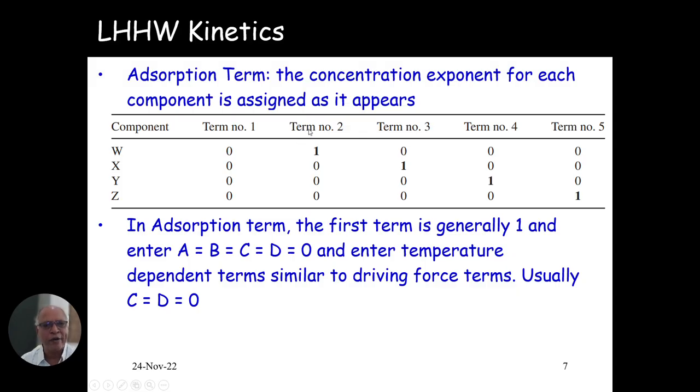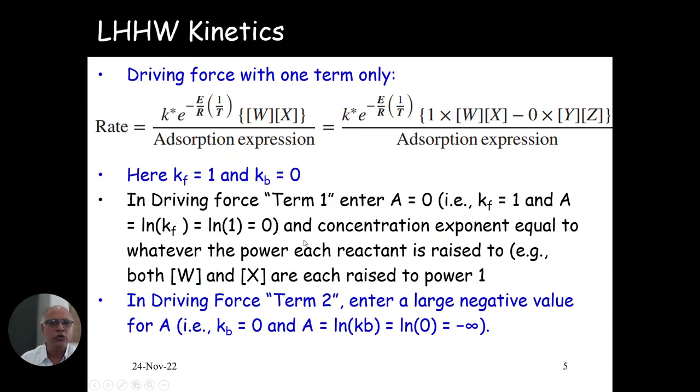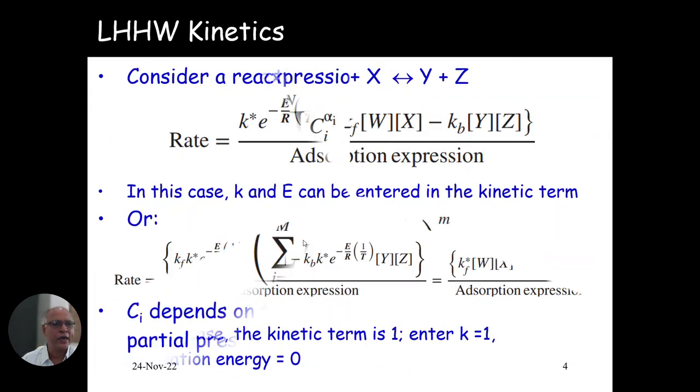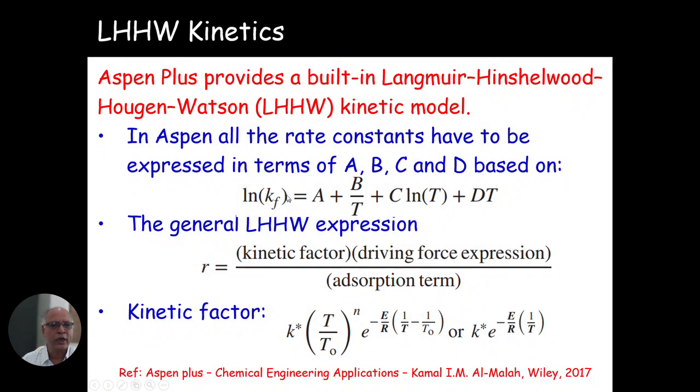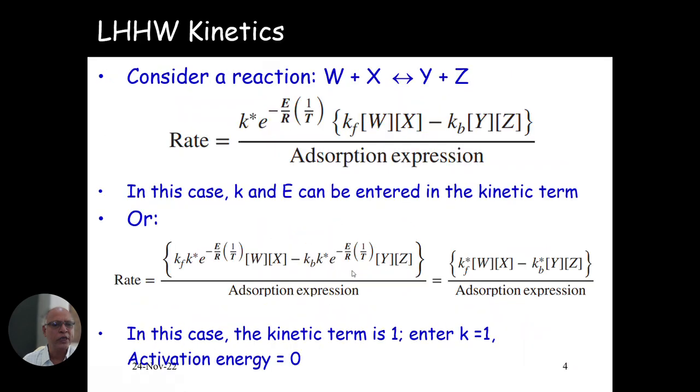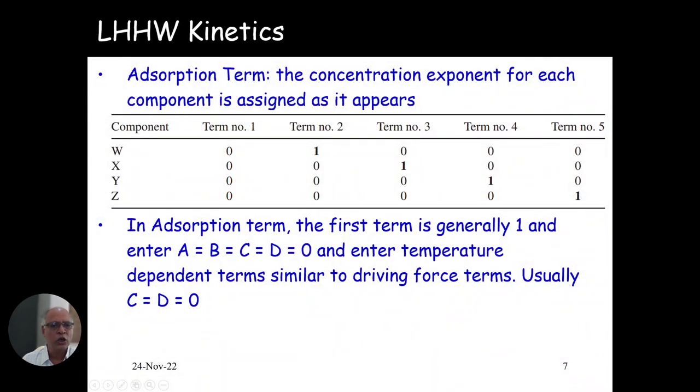Now if it is having an expression of the form k into e power minus E by RT, again calculate a, b, c, d using this expression: ln kf is equal to a plus b by T plus c ln T plus d T, and provide the values of a, b, c, d for each of these terms. That's how you will be able to enter the requisite information as per Aspen Plus.